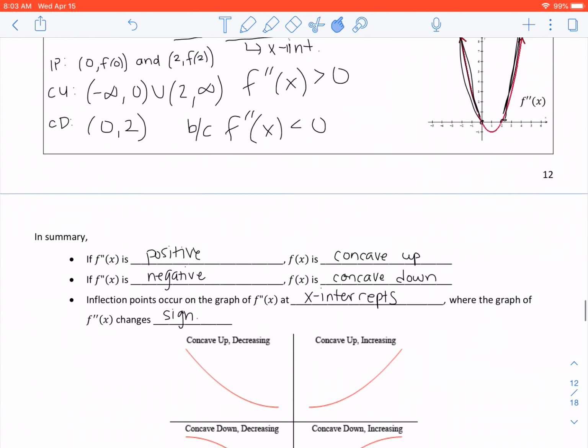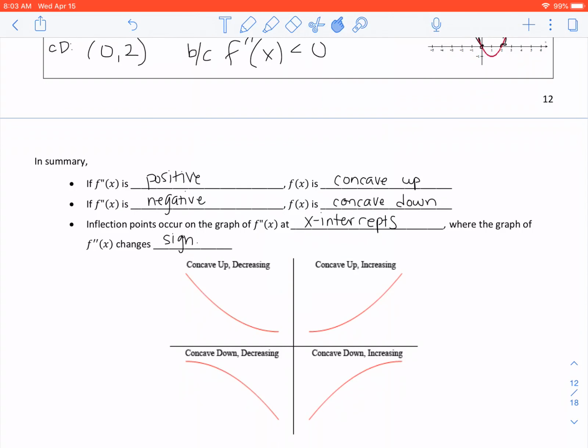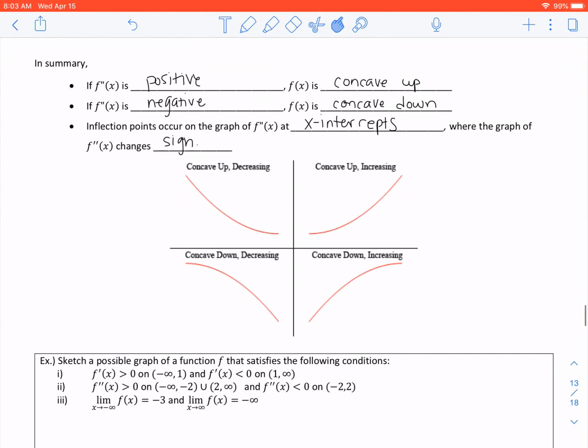So in summary, if the second derivative is positive, then the graph is concave up. If the second derivative is negative, then your function is concave down. Inflection points occur at the graph's x-intercepts on the second derivative, where the graph of the second derivative changes signs. So there's some different pictures on here that you guys can take some time to look at.